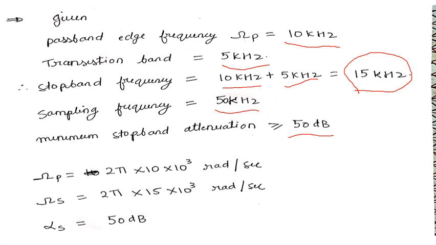Now the given specifications are in hertz. We convert the specification to radians per second by multiplying these with 2 pi. So we multiply the passband frequency with 2 pi. We multiply the computed stop band frequency with 2 pi.